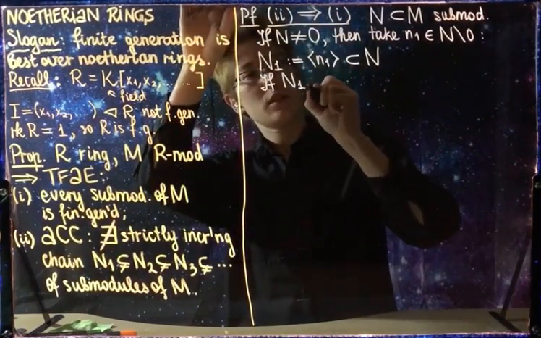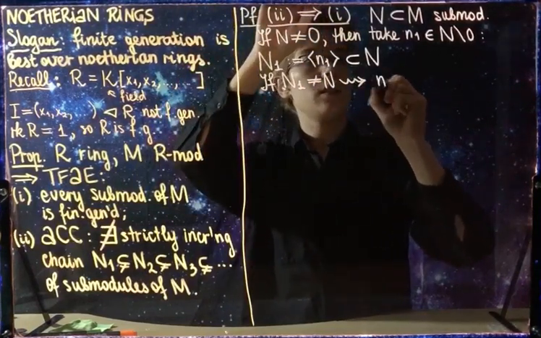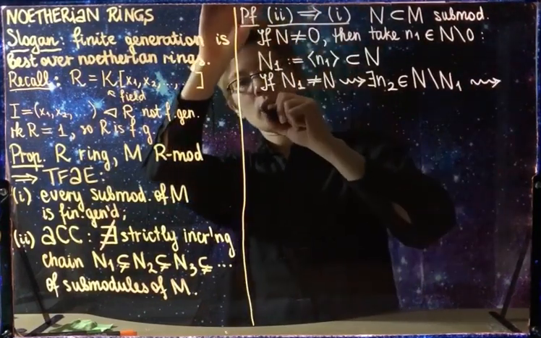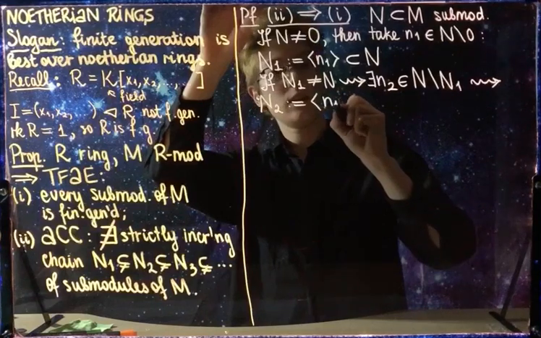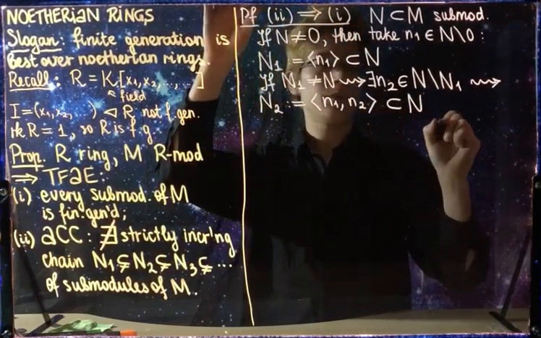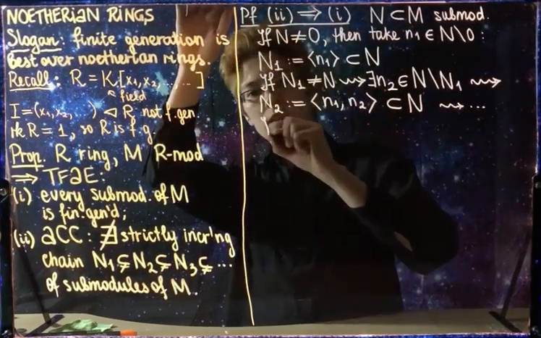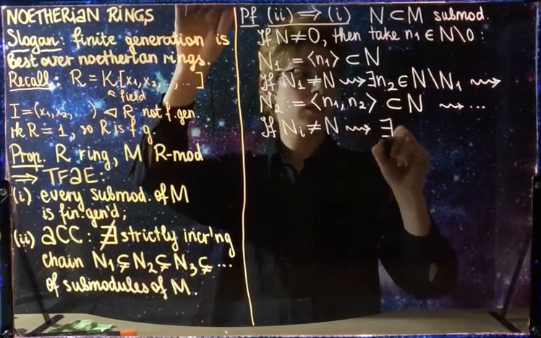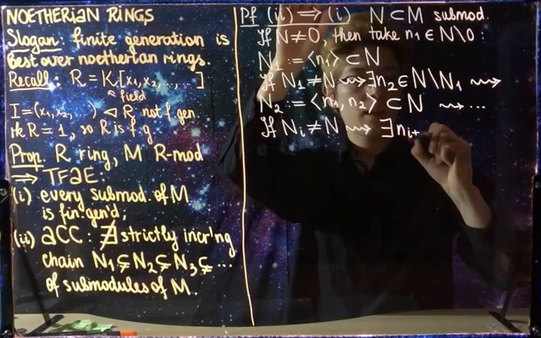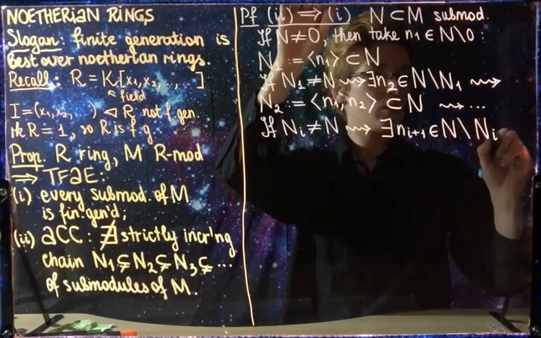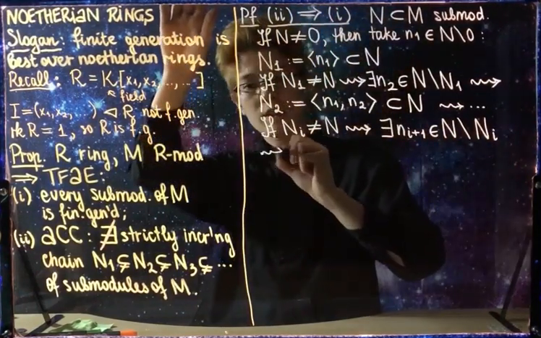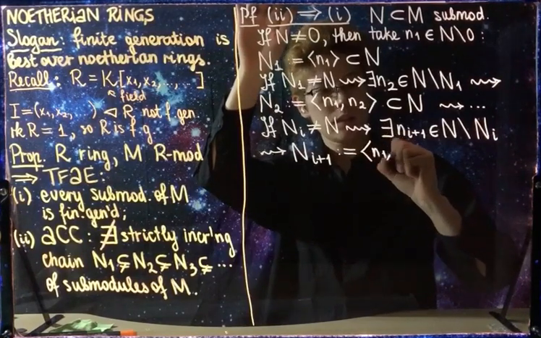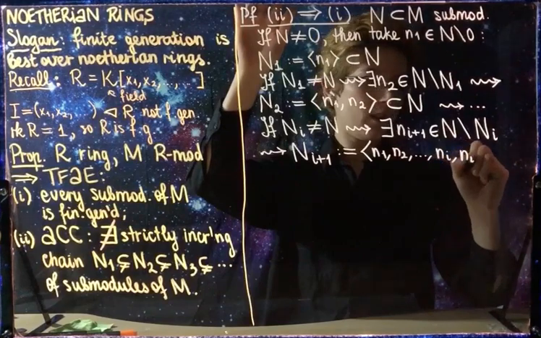But if N1 is not equal to N, then we can take n2, which lies in N without N1. And then we denote by N2 the submodule generated by n1 and n2 in N. And we continue in the same manner. So if Ni for some step i is not equal to N, then there exists n(i+1) in N without the subset Ni. And then we define N(i+1) to be the submodule of N generated by n1, n2, etc., through n(i+1).